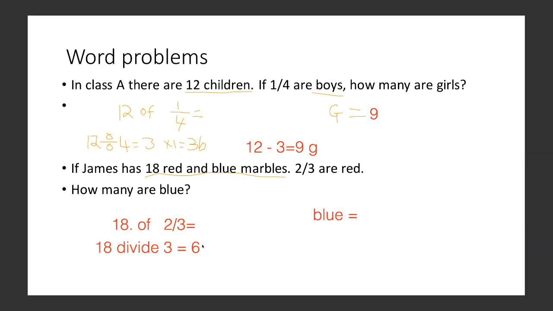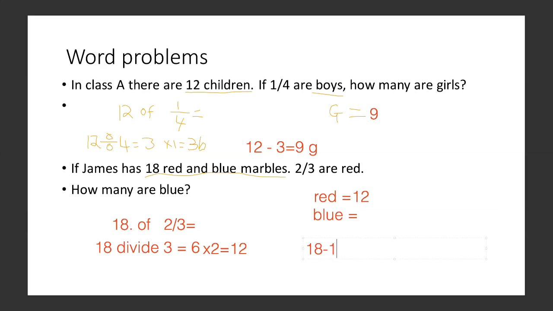Okay, so now what have I missed out? What did we forget to do? We forgot to times it by 2. So we do 6 times 2, which is 12. So we got 12 red. Okay, so we just write this down here: red equals 12. We got 12 red, and we want to know how many blues there are.